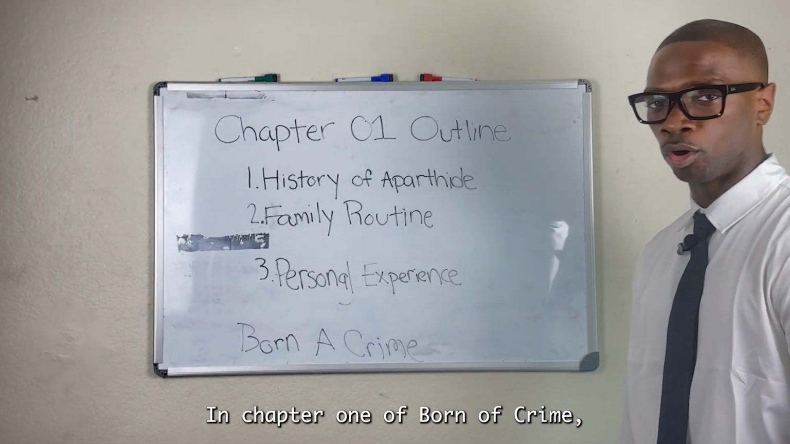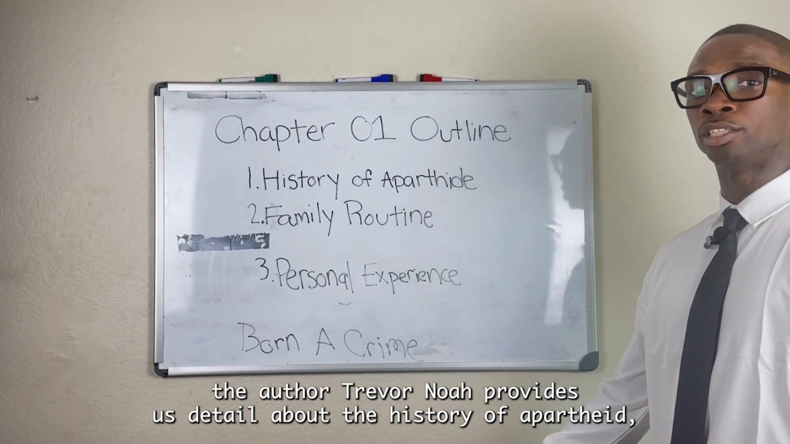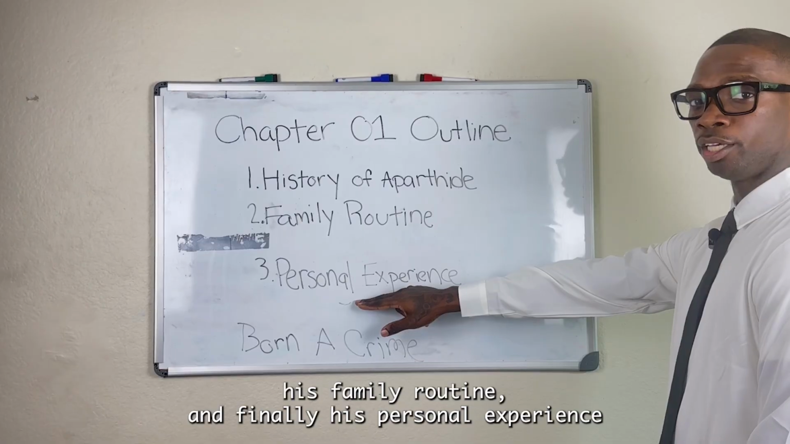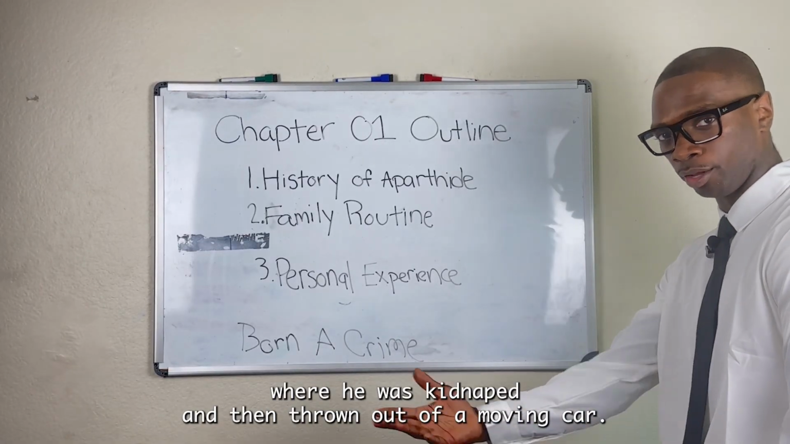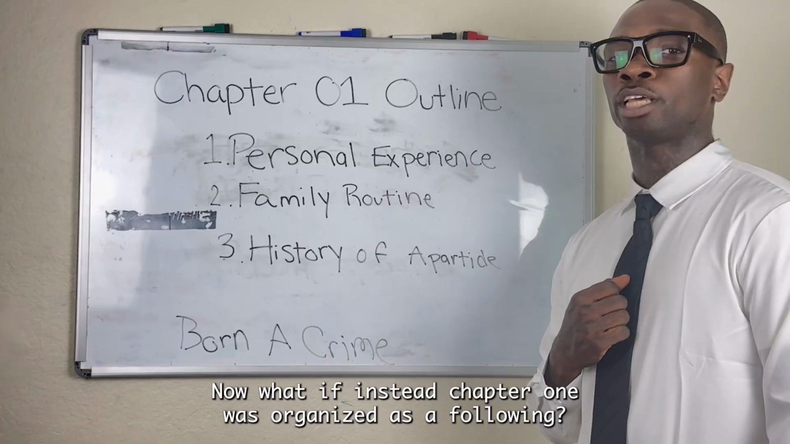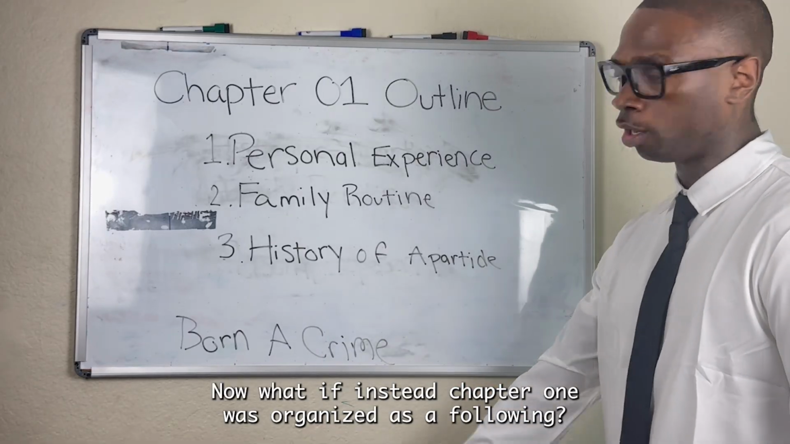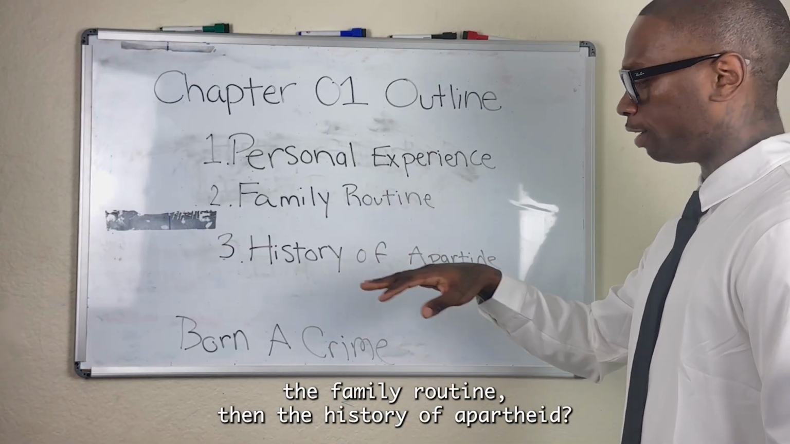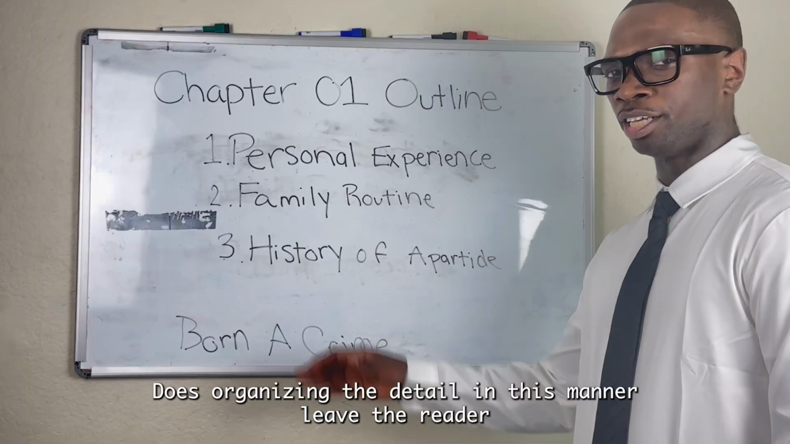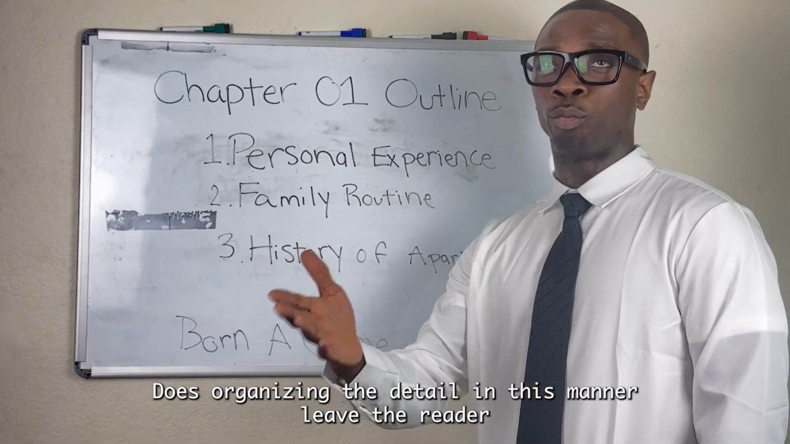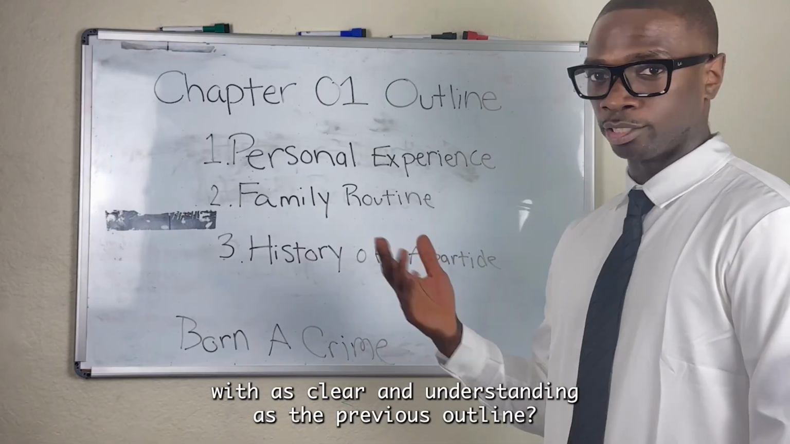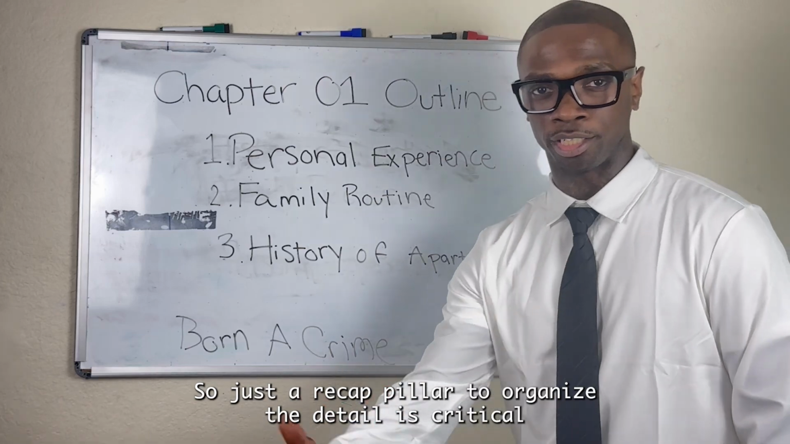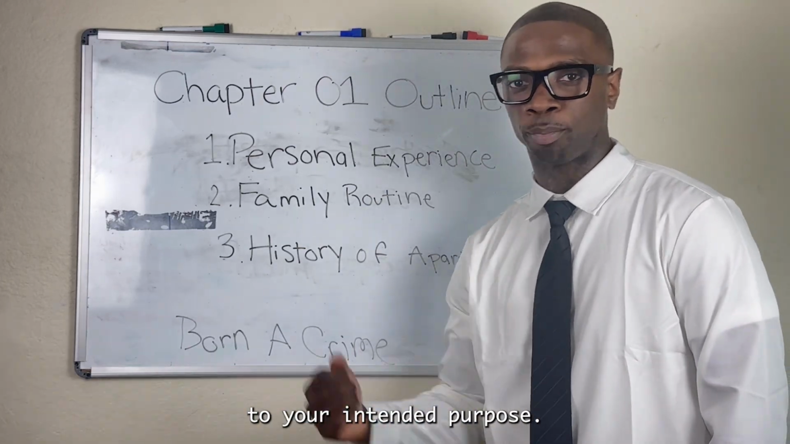In Chapter 1 of Born a Crime, the author Trevor Noah provides us detail about the history of apartheid, his family routine, and finally his personal experience where he was kidnapped and then thrown out of a moving car. Now, what if instead Chapter 1 was organized as the following? First, the personal experience, then the family routine, then the history of apartheid. Does organizing the detail in this manner leave the reader with as clear an understanding as the previous outline? No, it does not. So, just to recap, Pillar 2, organizing the detail is critical to your intended purpose.